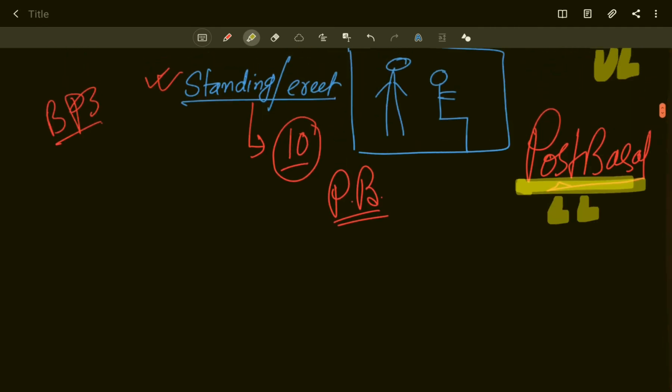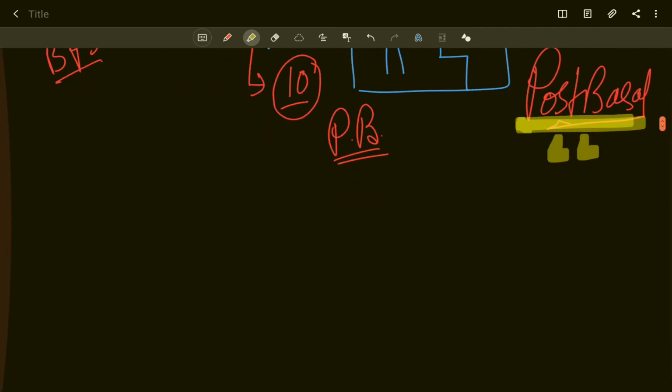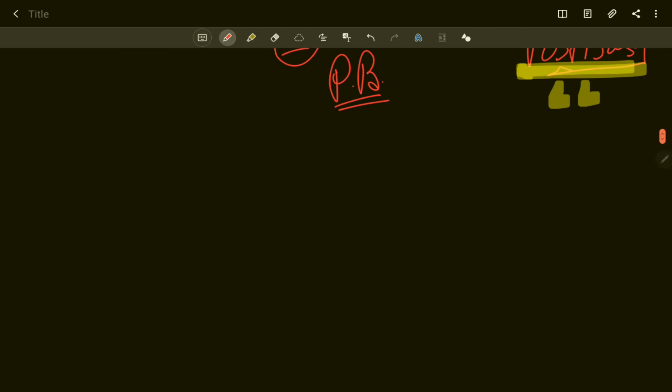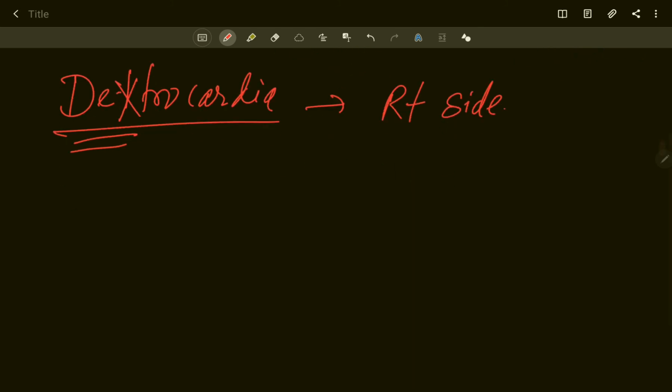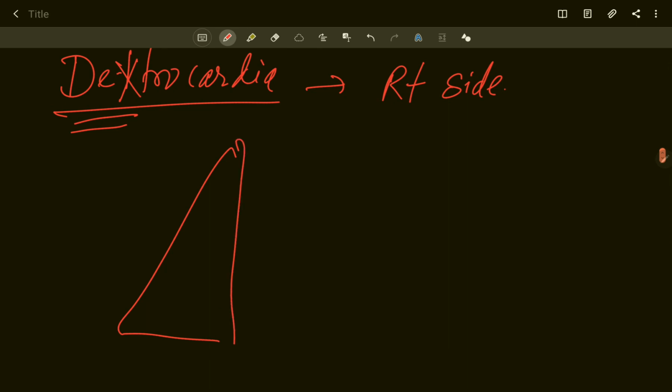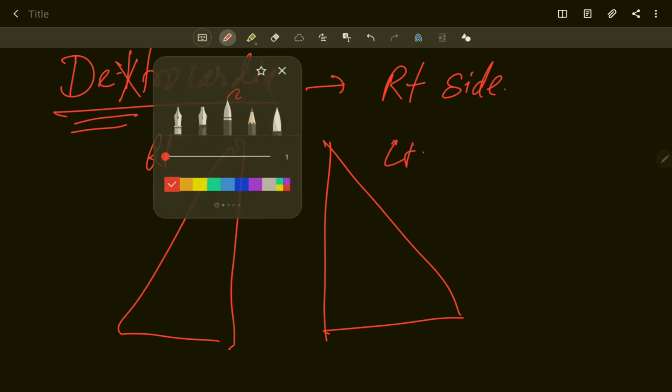So there are some clinical questions based on this, and one clinical point I want to add here is dextrocardia. Dextro means right, and levo means left. In dextrocardia, your heart is present on the right side. So if the heart is present on the right side, close to the right lung, then what happens?